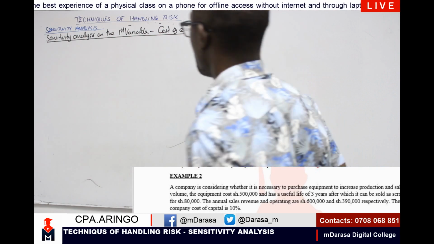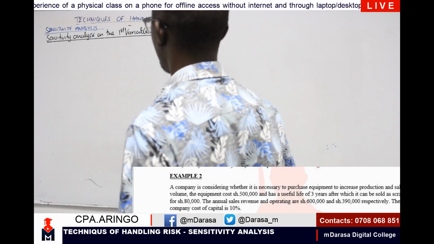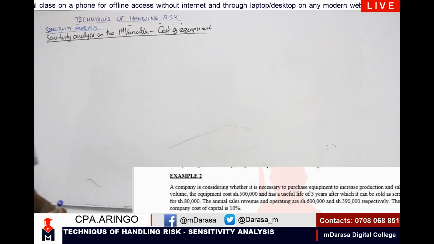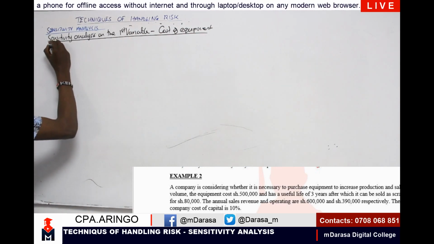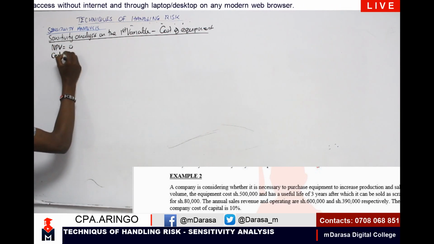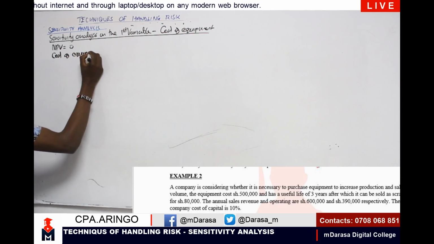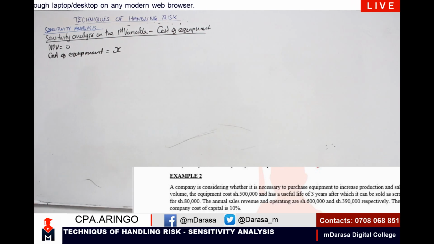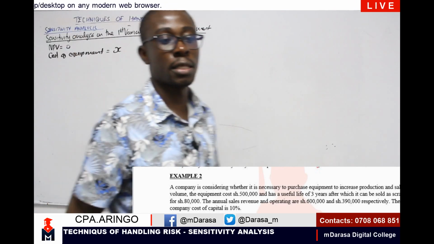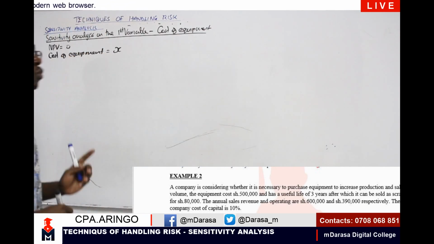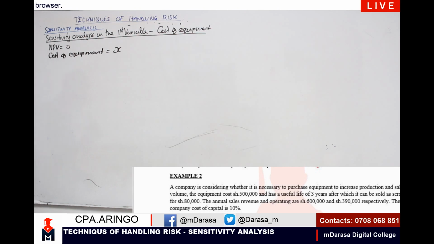So we need to determine the cost of equipment that we'll be having for us to have our NPV equal to 0. So here my NPV is equal to 0. Our cost of equipment, which is the initial outlay, I don't have. That is what we need to determine. Take it as X, because that is what is required to be determined. So once we have this, we've set the stage for us to determine everything, right?